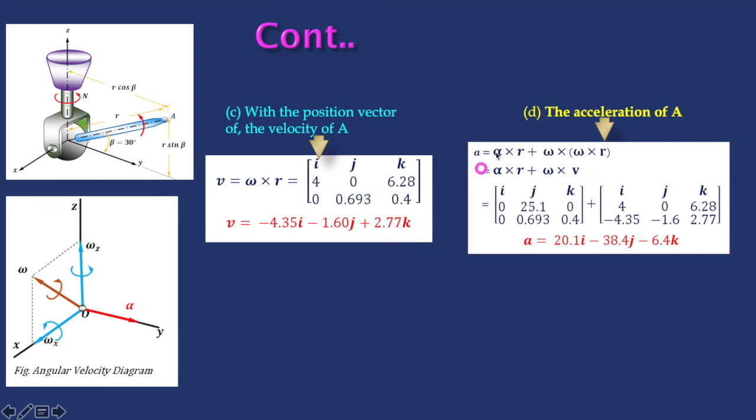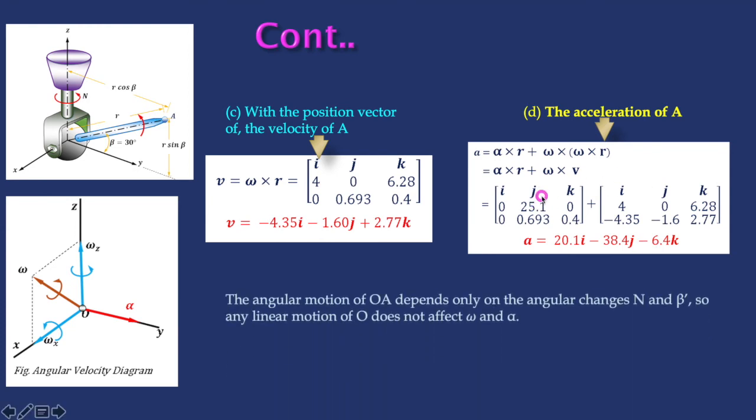Now what's the acceleration? We know acceleration has two components. One is the tangential component, meaning alpha cross r, and another is the normal component, omega cross omega cross r. So alpha that we have calculated, and this is the r. So substitute these values and go through the vector product, and after that we have a equals 20.1i minus 38.4j minus 6.4k.